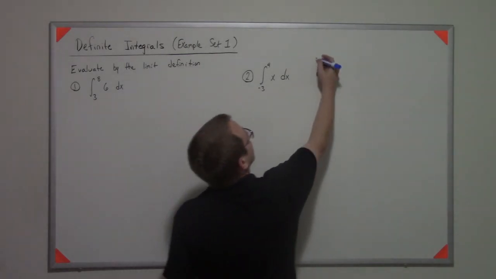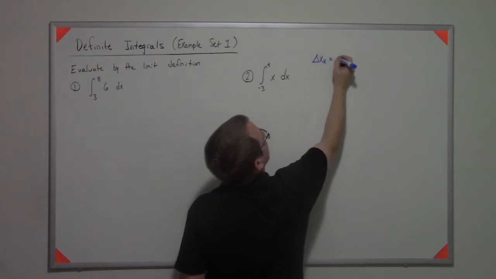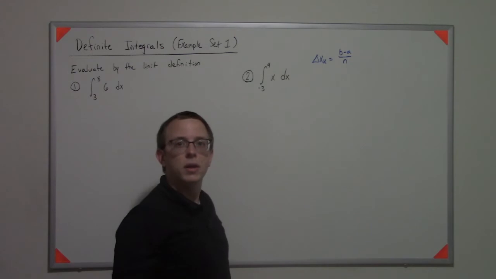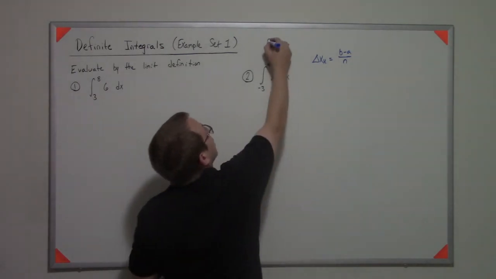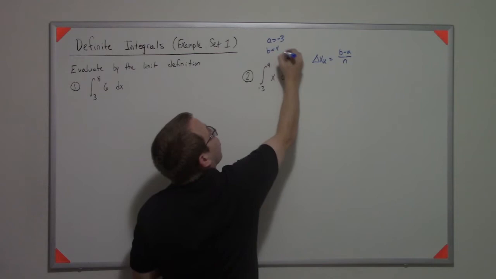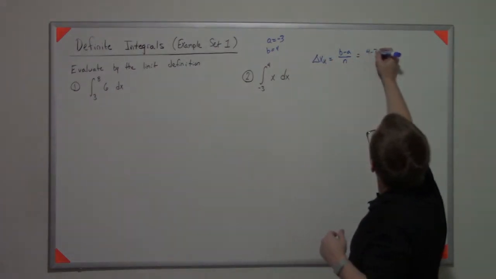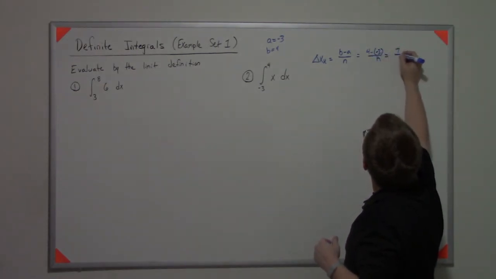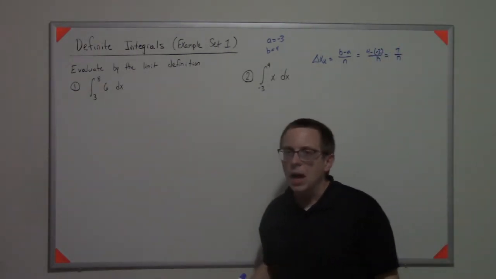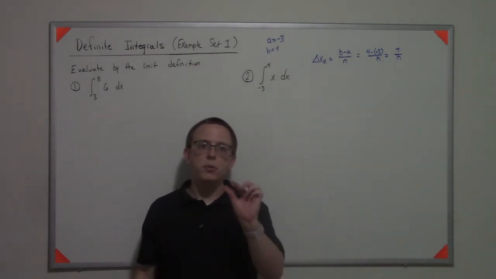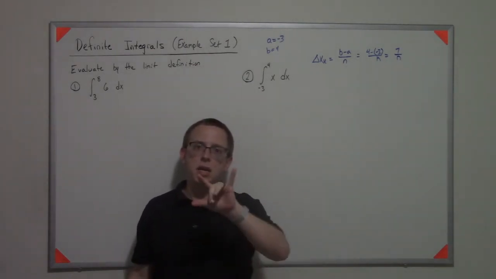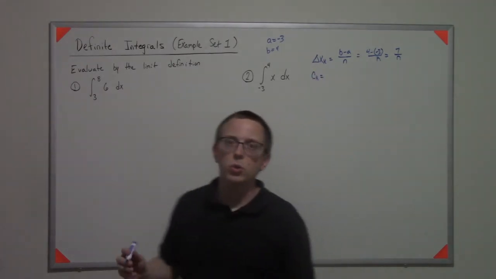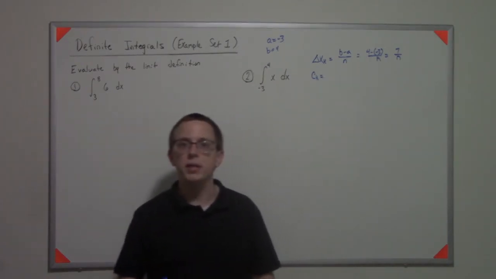That means that delta xk is b minus a over n. And in this case, a is negative 3, b is 4. And since it's guaranteed to be integrable, we have to pick some ck in those subintervals. Now this is going to be a little tricky, but in the case of regular spacing, this is how it always works.